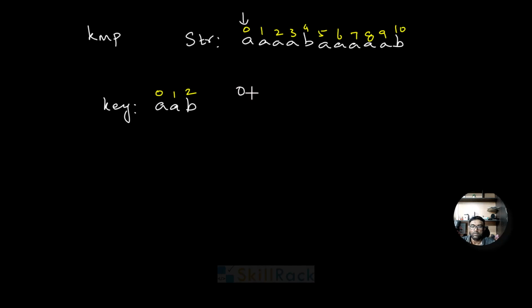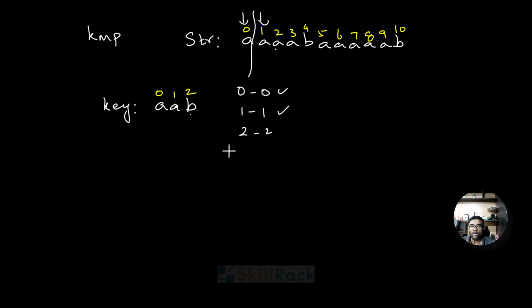That is, you will be comparing 0 and 0. Are they matching? Yes. Then you will be incrementing and going to 1, 1. Are they matching? Yes. Then you will be going to 2, 2. Are they matching? No, because here you have A and here you have B. Then wherever you started, you will start again after the next one.